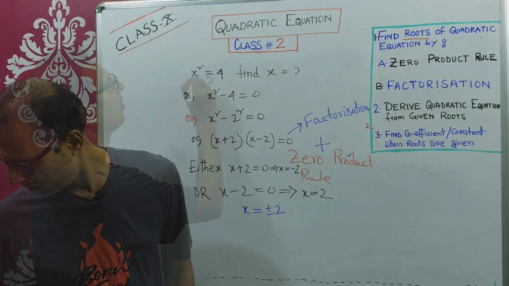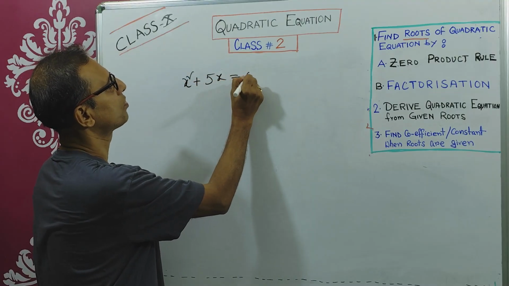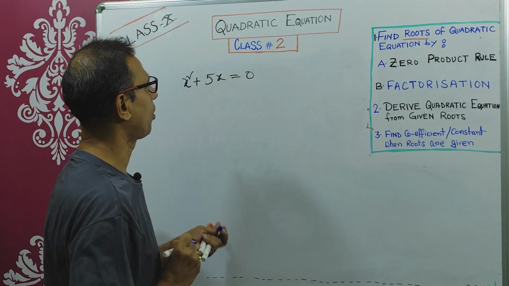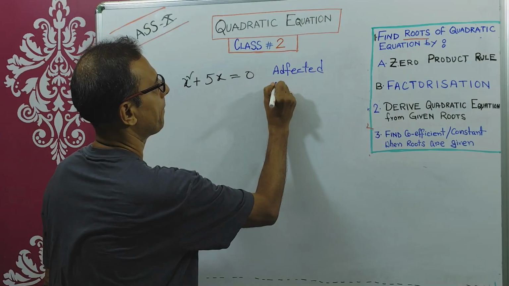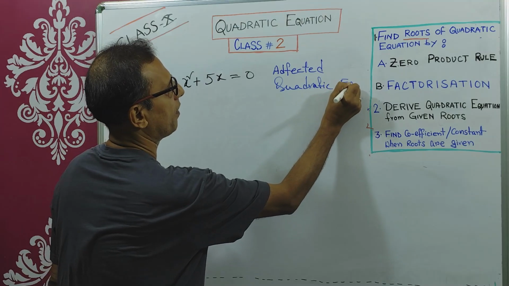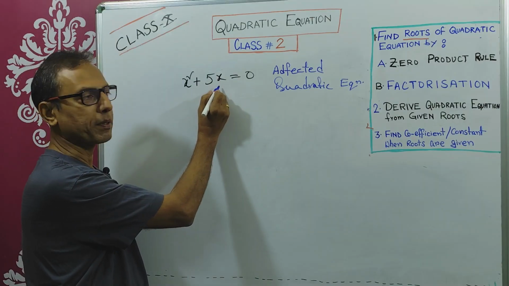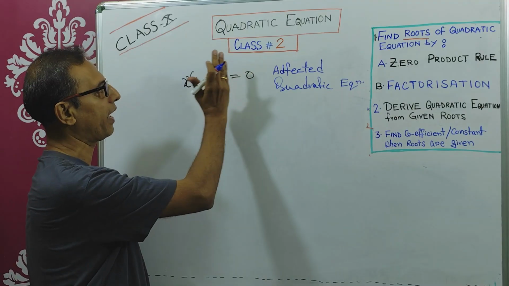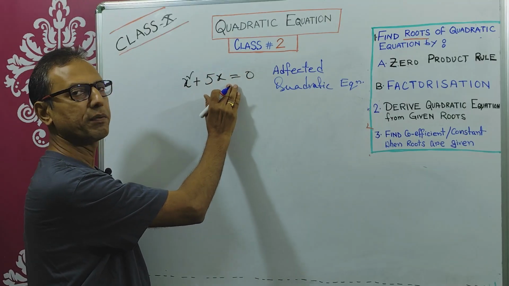I am giving another example. x square plus 5x equals to 0. This is an affected quadratic equation. You got it in the first video. Now how can you represent this expression? Here already 0 is on one side. First step is you need to have the standard form, one side 0, another side the complete quadratic expression. So here it is already given like that, x square plus 5x equals to 0.